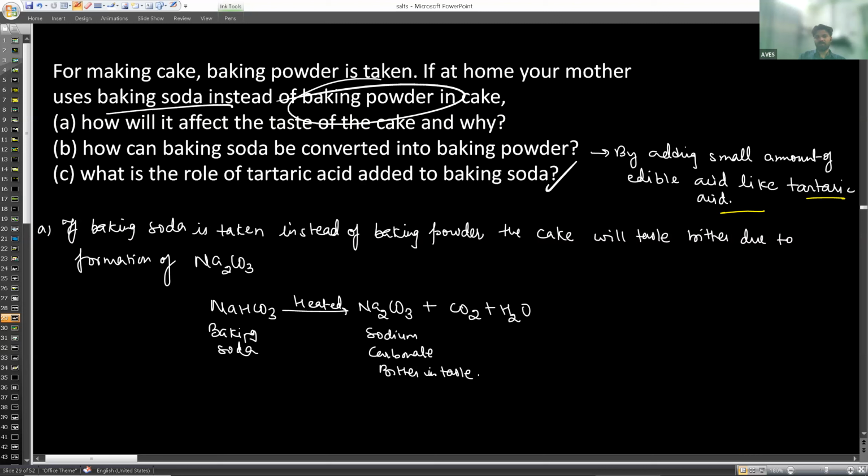Okay. How can baking soda be converted into baking powder? Tell me. By adding tartaric acid. Okay. Next, what is the role of tartaric acid to baking soda? It will neutralize the bitterness and help in the evolution of carbon dioxide.